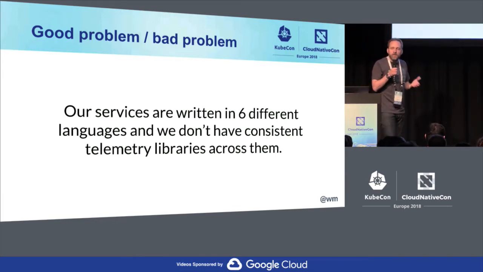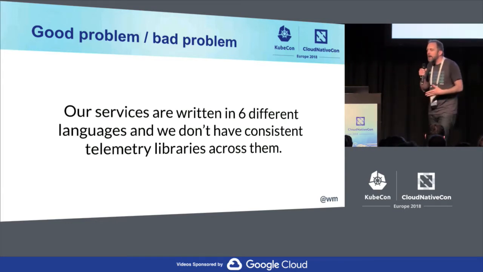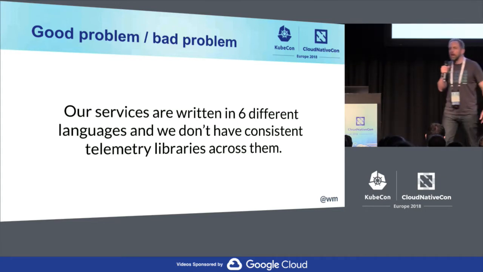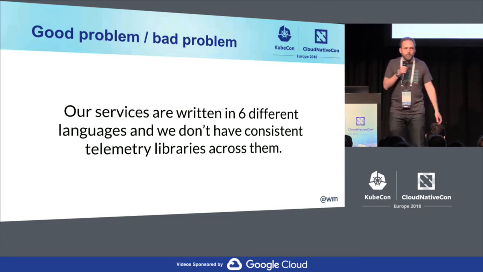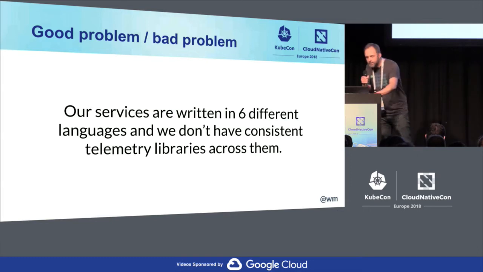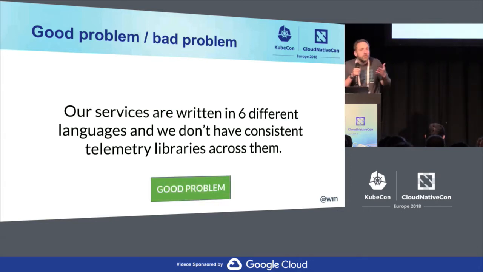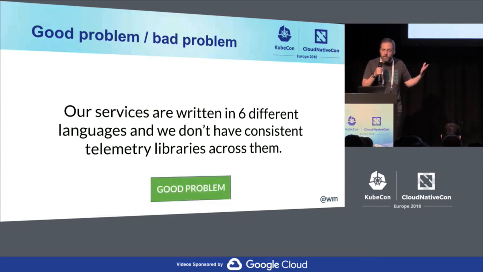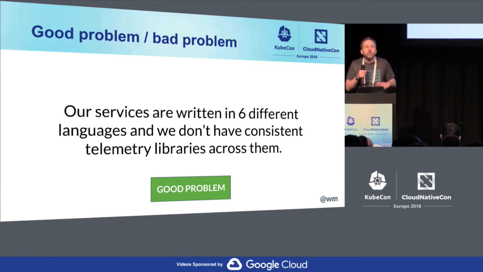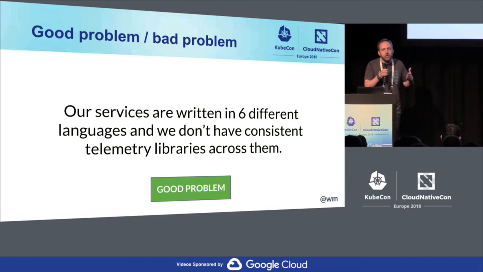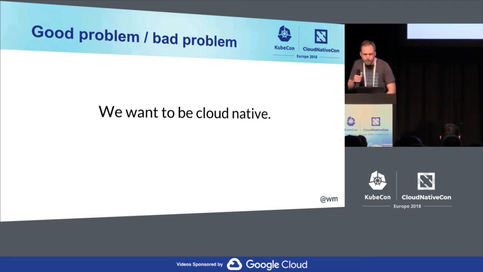Our services are written in 6 different languages, and we don't have consistent telemetry libraries across them. Good problem, bad problem? All right, you guys are on the ball. That's a good problem. This is a concrete problem. It's something the service mesh can address. There's other ways of solving this, right? It doesn't have to be the service mesh, but this is an actual problem that can be addressed.